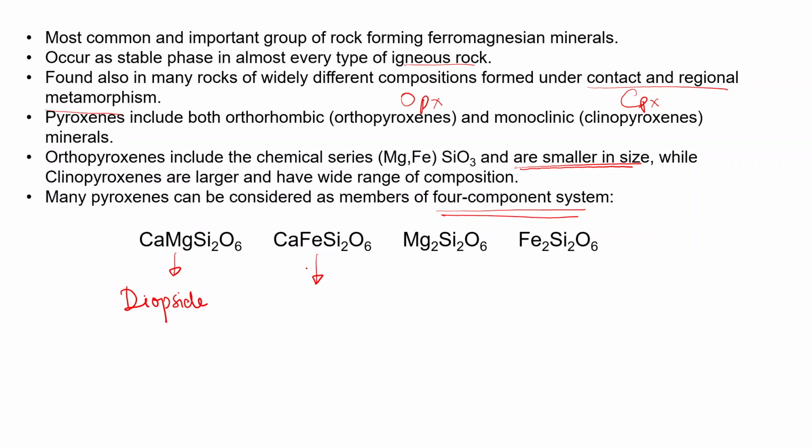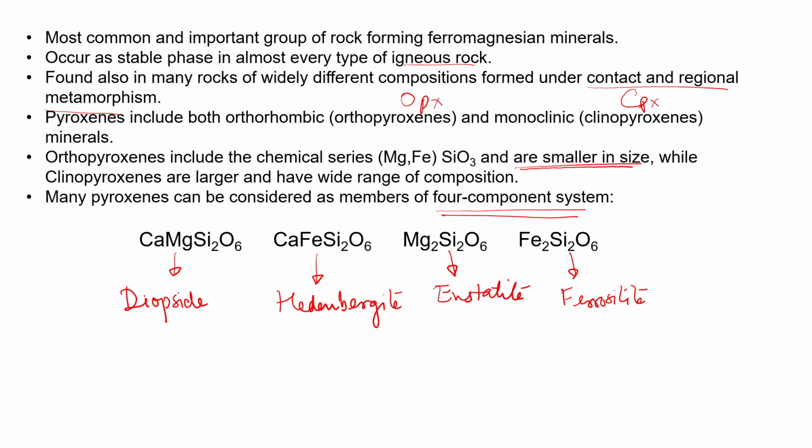CaFeSi2O6, this is Heidenbergite. Mg2Si2O6 will be enstatite, while Fe2Si2O6 is ferrosilite. So these are the names. These are the four main end members of the pyroxene.